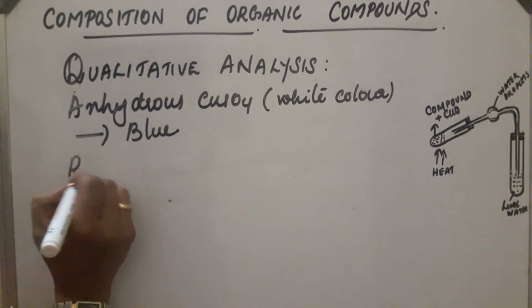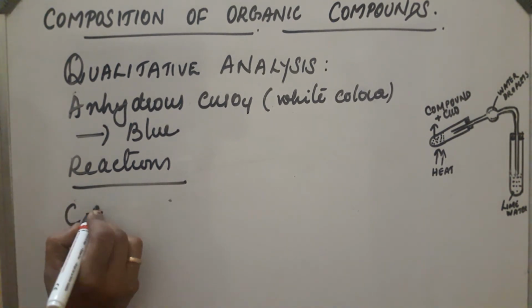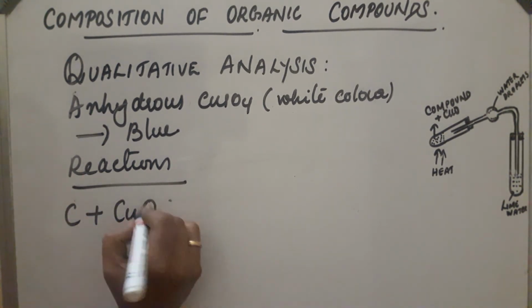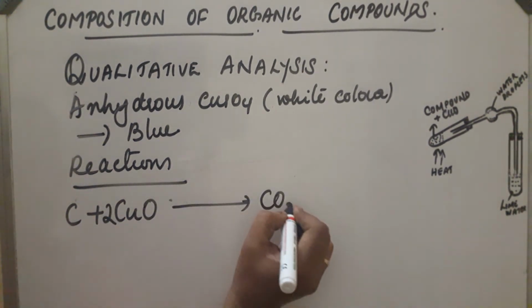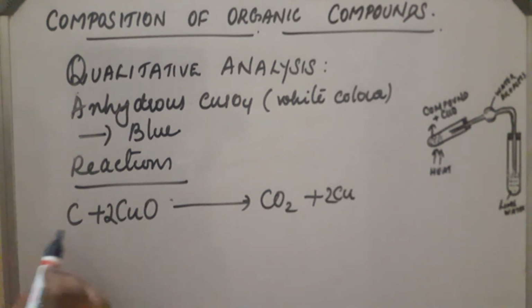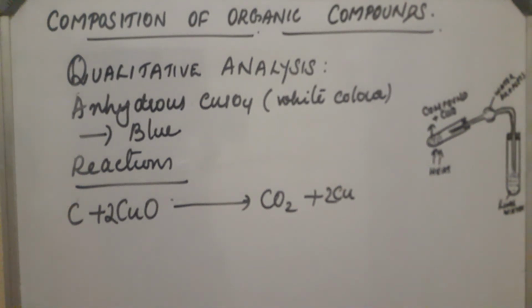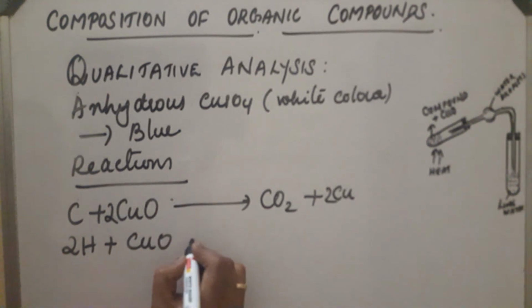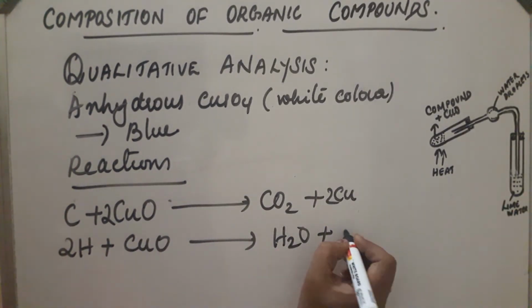Now we can write the reactions taking place. First, we are adding copper oxide to the carbon compound. This gets converted into carbon dioxide and copper. Here carbon is oxidized to carbon dioxide, which can be detected by the lime water turning milky. Now the hydrogen present will be converted into water. While we are heating, hydrogen present is converted into water plus copper.